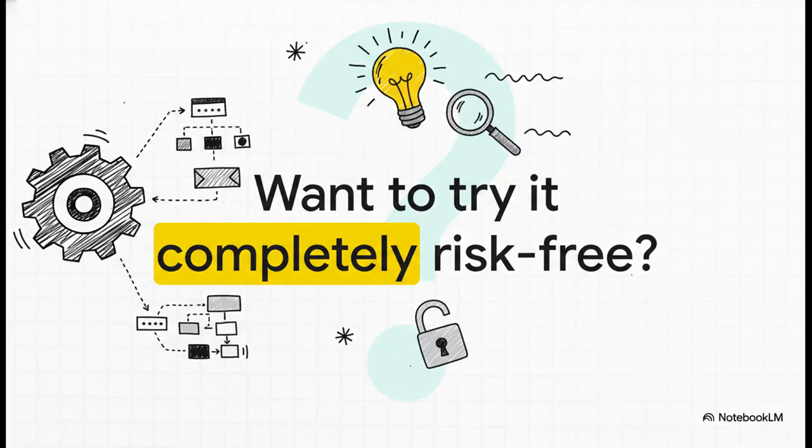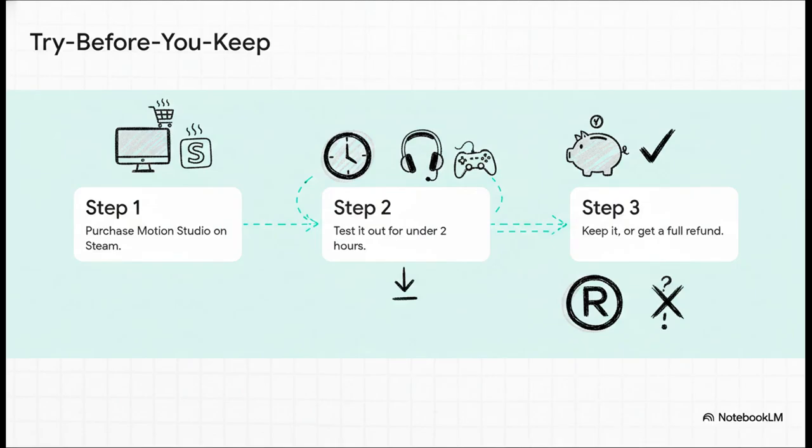But maybe you're thinking, I'm still not 100% sure if it's right for my project. You want to try it out, kick the tires a bit before you fully commit. What if I told you there's a way to do that, completely risk-free? Okay, check this out. You can basically use Steam's own refund policy as a trial. Here's the play. You buy Motion Studio on Steam, download it, and just go to town on it. Test everything out. As long as you do it for under 2 hours of use, Steam lets you get a full refund, no questions asked. It's the ultimate try before you keep method.